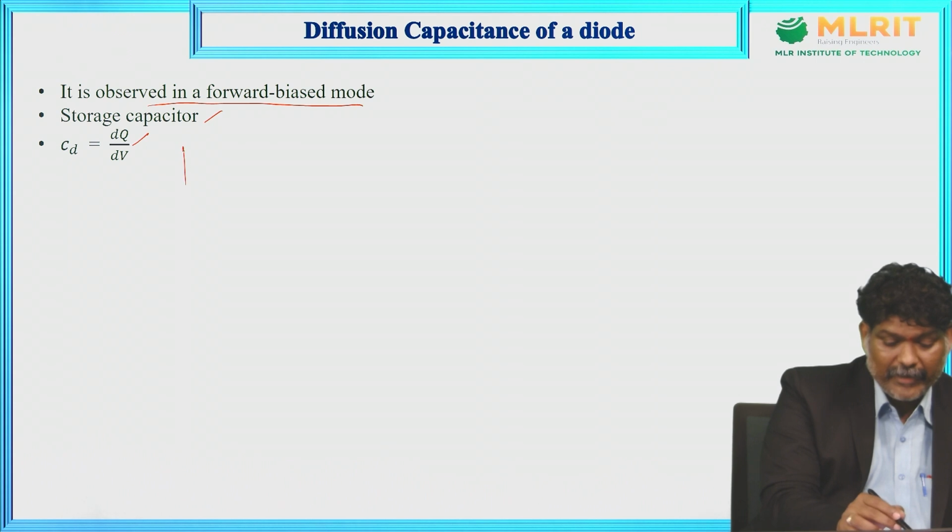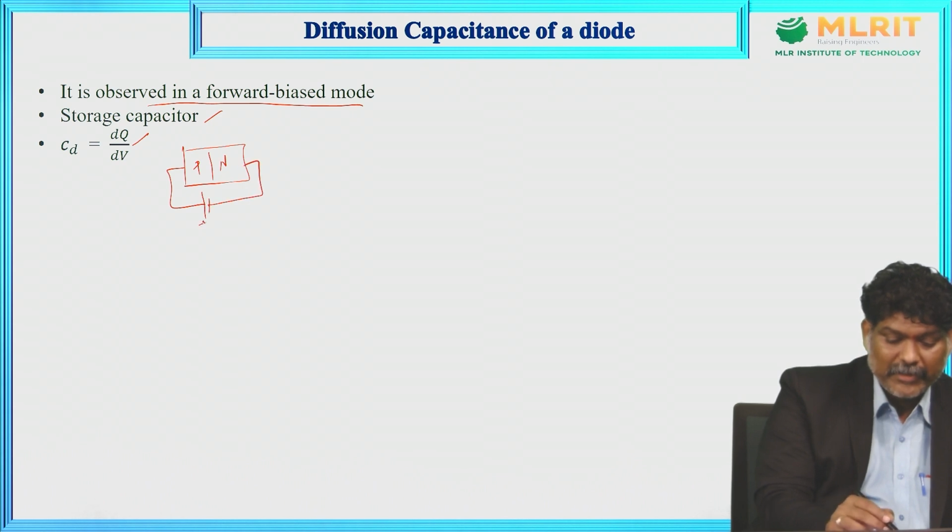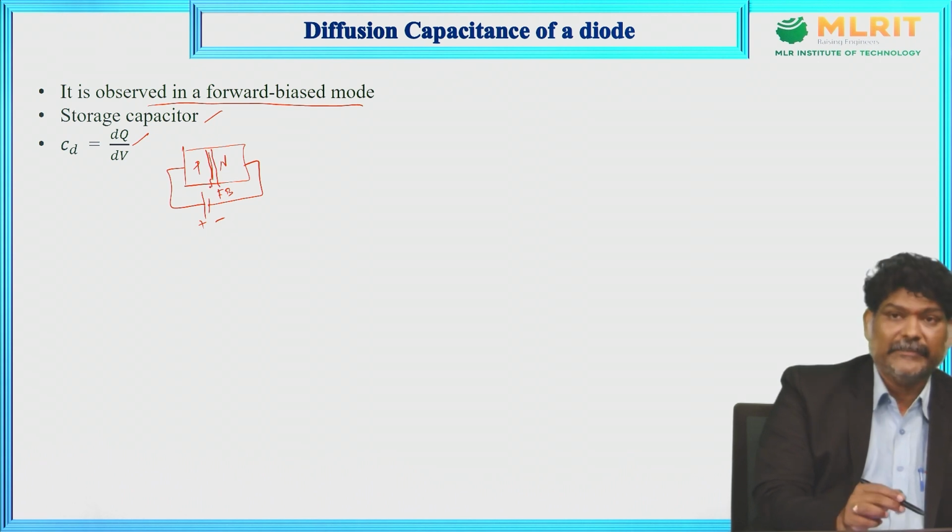So I have a PN junction diode, P type and N type. I have connected it in positive forward bias condition. P type is connected to positive and N type is connected to negative. So this is in forward bias condition. In such a case, what happens? The depletion width in forward bias, we know, is decreasing.